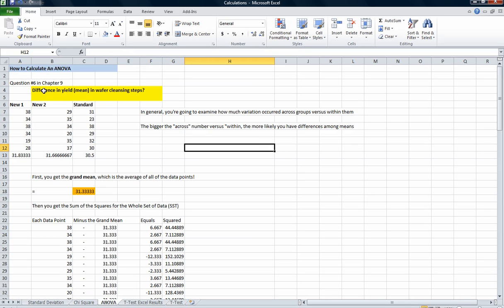Now, question number 6 asks, is there a difference in the yield in wafer cleansing steps? So we're looking at integrated circuits that are manufactured on silicon wafers through a process that involves a series of steps, and that includes cleansing steps. We're seeing 3 methods, and we're trying to see if there's a better yield in one of them versus the others. What I did immediately is take an average of each one of them so we could get the group means just to see what they actually look like.